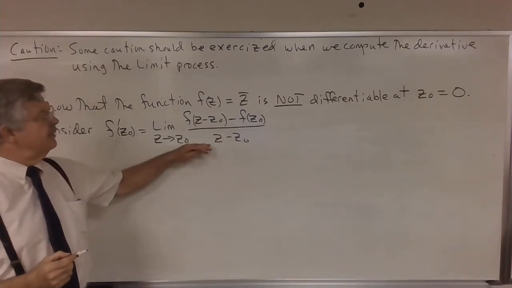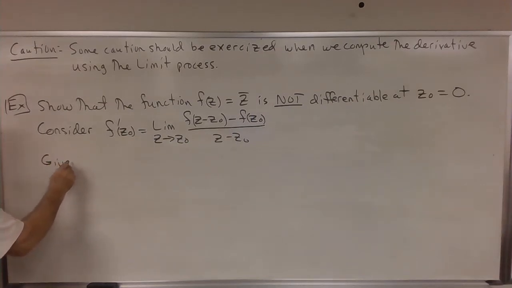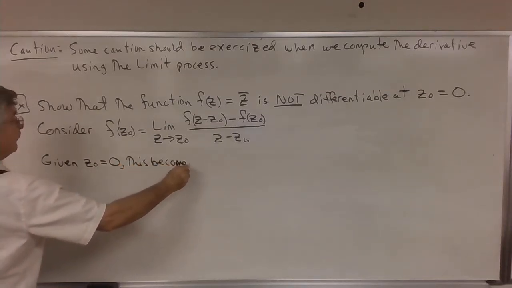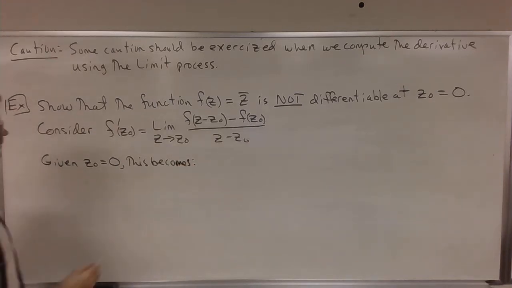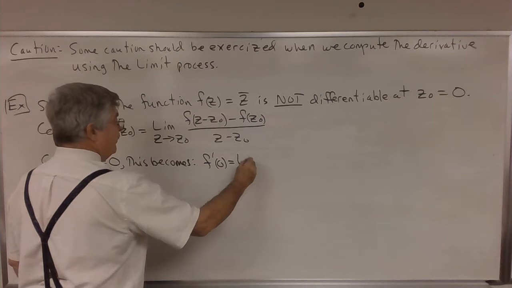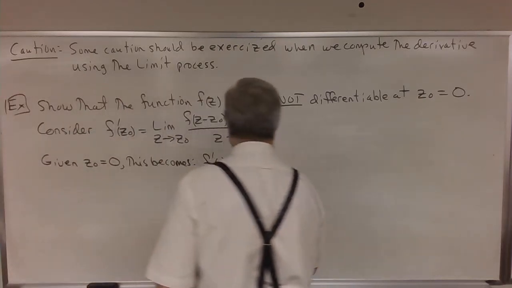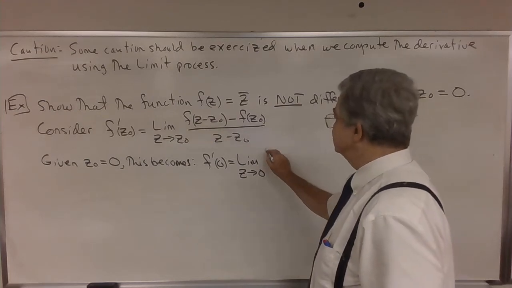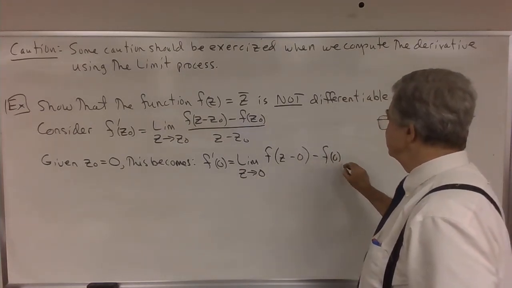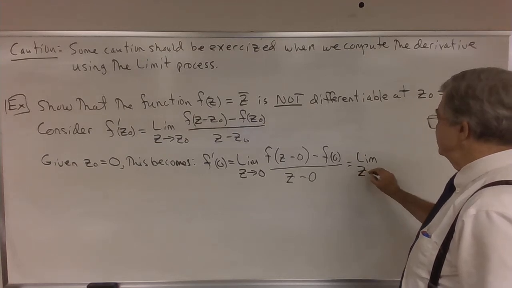We'll use this definition of the derivative. Given z naught equals the origin, let's see what this boils down to. f prime of 0 equals the limit as z approaches 0 of f of z minus 0 minus f of 0 over z minus 0. And that's the limit as z goes to 0.